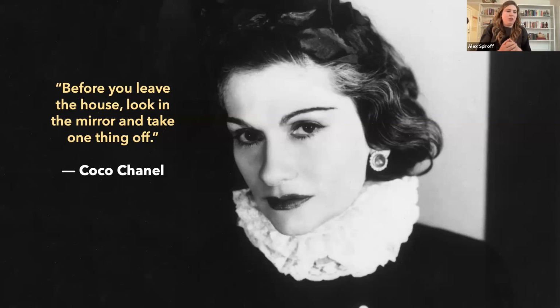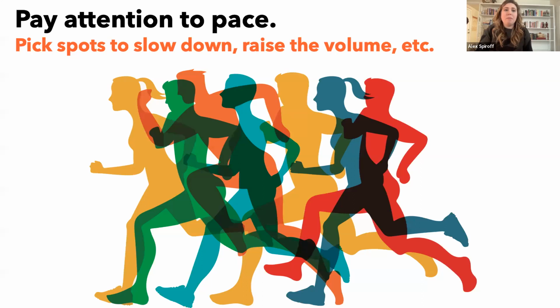It's often so tempting when you have all of the information, you've done all the work to put all of that information into your story. But what can you think about in terms of what is the MVP of that story? What is the minimum that you can share? How can you make that simple? And how can you maybe take away some of that information without losing some of the content of that story, without overwhelming your audience? Pay attention to pace, pick spots to slow down, raise the volume, think about how you can present in a dynamic way.